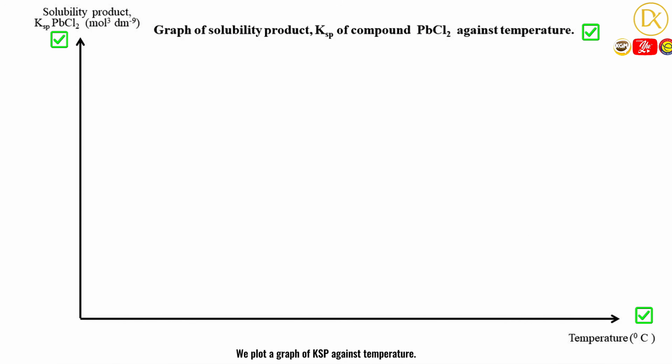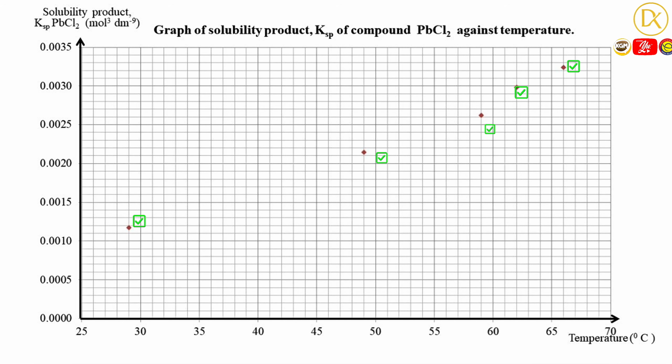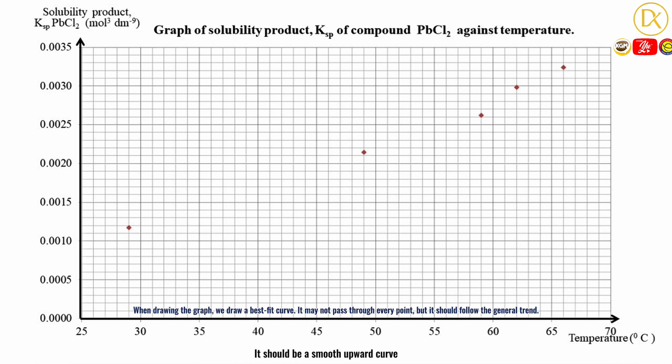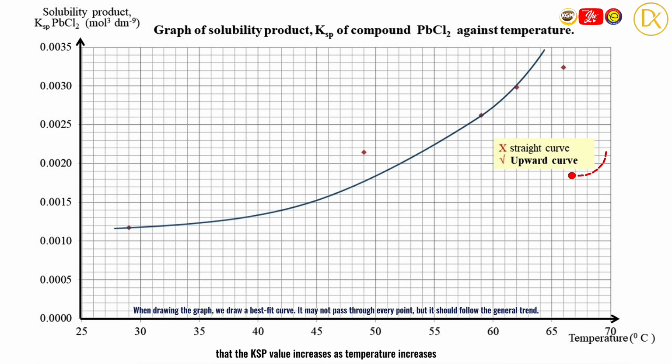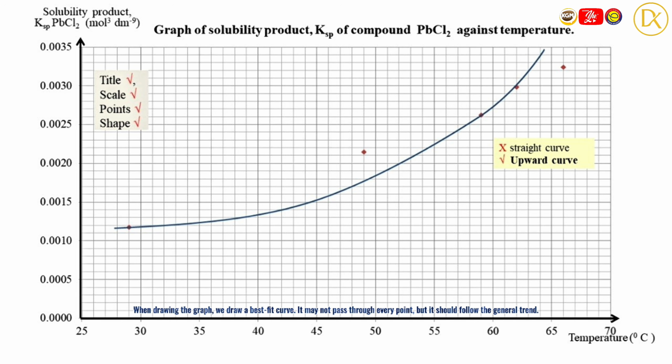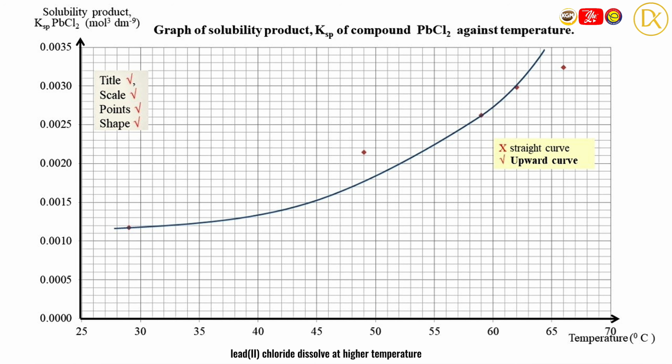We plot a graph of Ksp against temperature. The graph is not a straight line. It should be a smooth upward curve, which indicates that the Ksp value increases as temperature increases. This means that more lead-2 chloride dissolves at higher temperature.